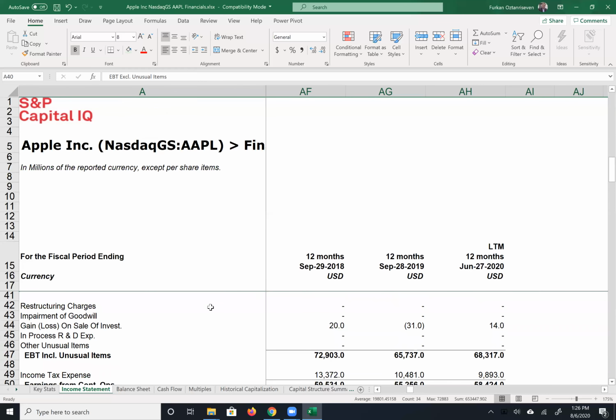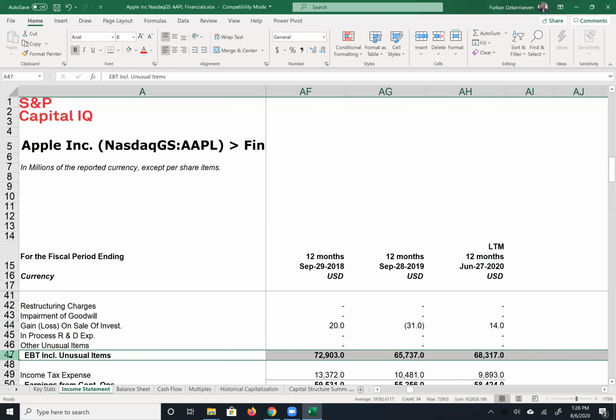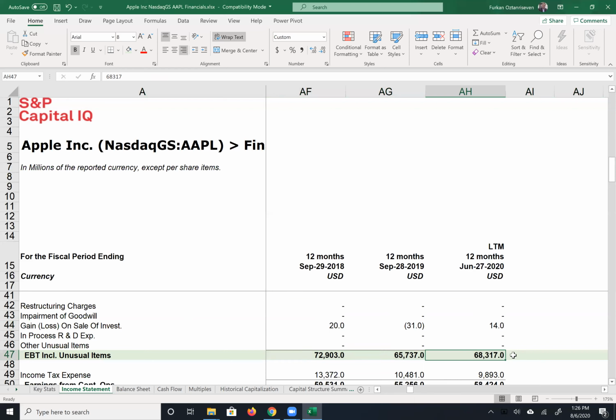And if you think about some other unusual expenditures, in this case, the company had a gain of $14 million on sale of investment. So you can see the EBT including unusual items, which I think I really like this. I want to see unusual or usual items together, $68.3 billion.